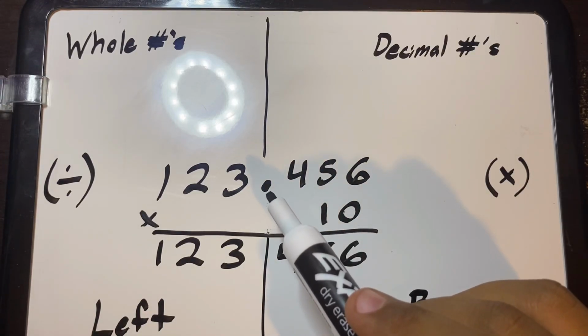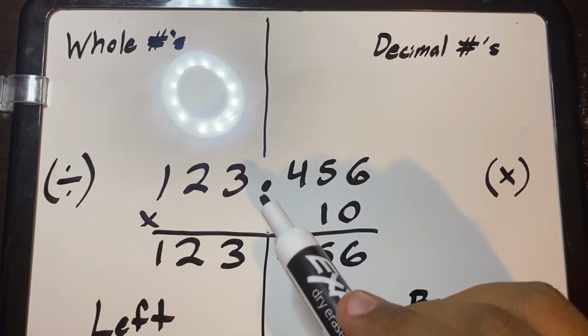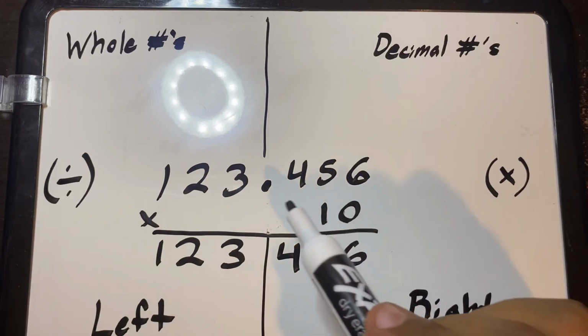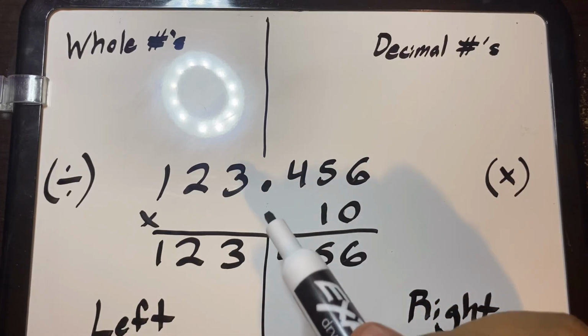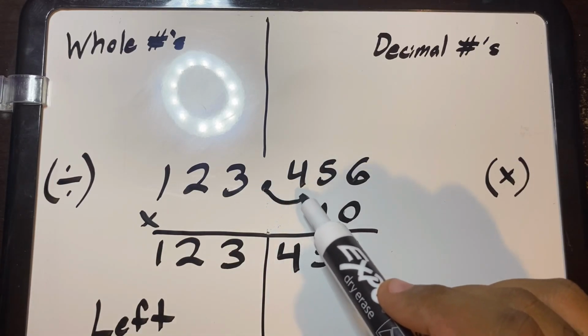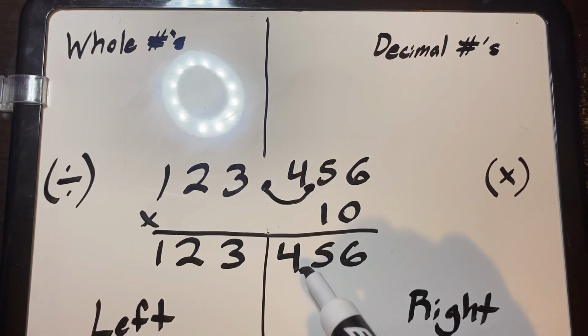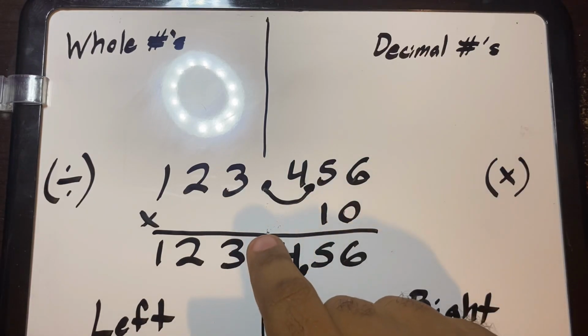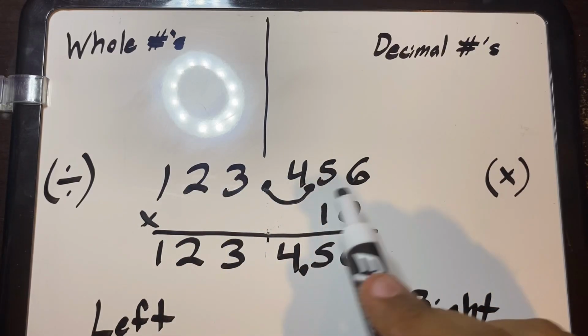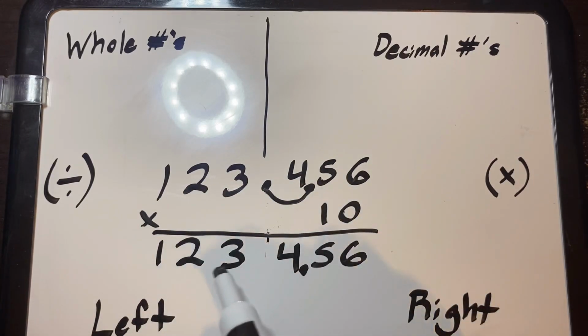Now, how many times do we have to move this decimal point? Well, since there is 1 zero here, we know that this decimal point has to move 1 time to the right. So instead of being here, it's going to go between the 4 and the 5. So our answer for 123.456 times 10 is 1234.56, because it moved 1 time to the right because there was 1 zero here.